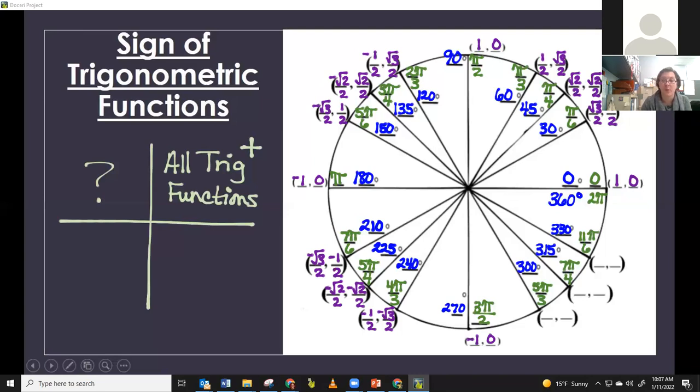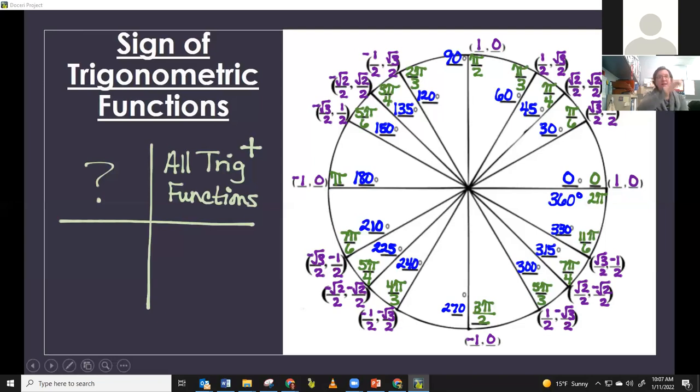And then in the fourth quadrant, my x's are positive, my y's are negative. So positive 1/2, negative root 3 over 2, positive root 2 over 2, negative root 2 over 2, positive root 3 over 2, negative 1/2.